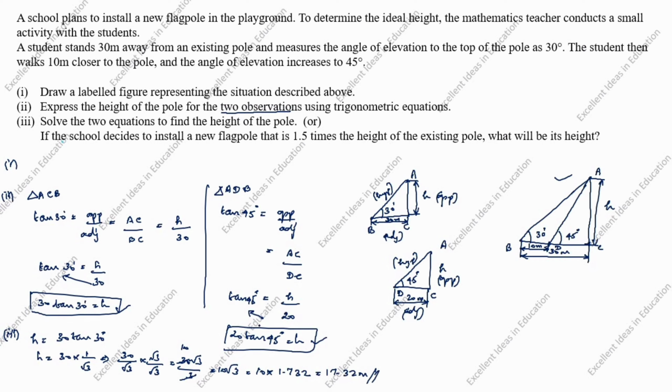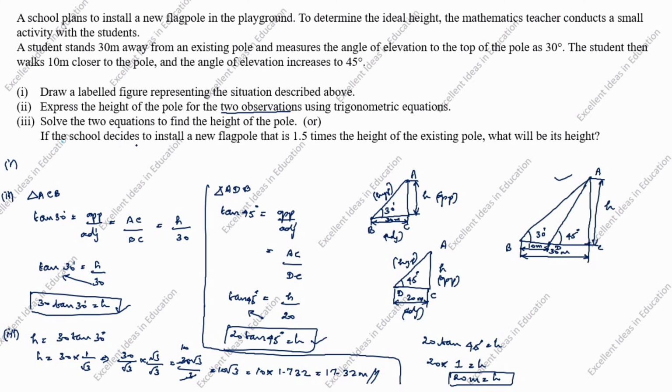17.32 meters. Next, this H value: 20 tan 45 degrees equals H. 20 into tan 45, which is 1, equal to H. So 20 meters equals H. We got the height of the pole. One height is 20 meters, another height is 17.32 meters.